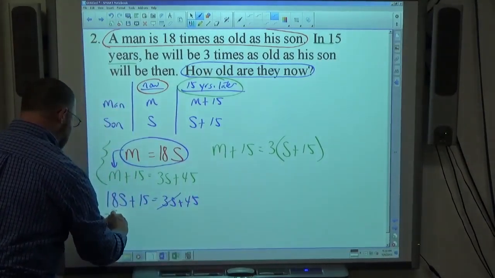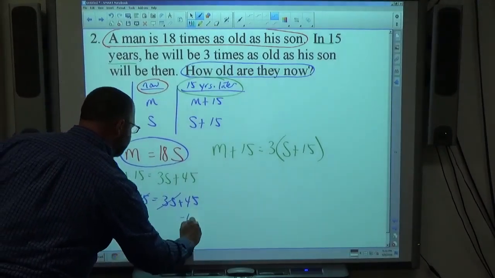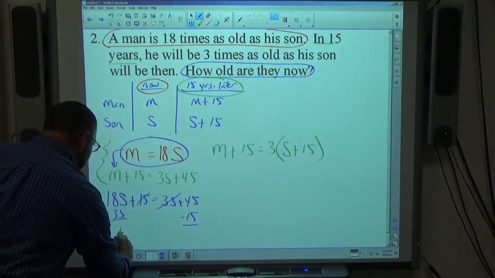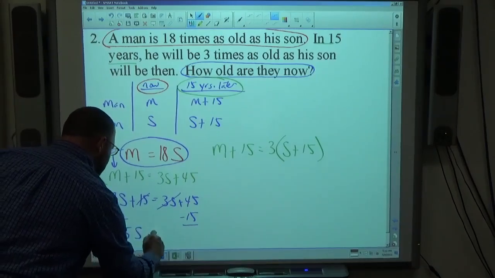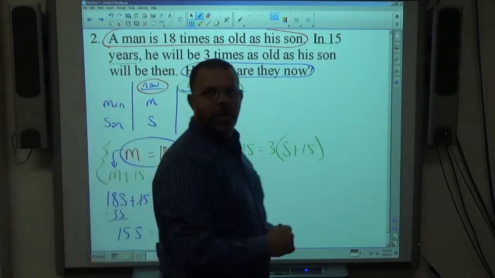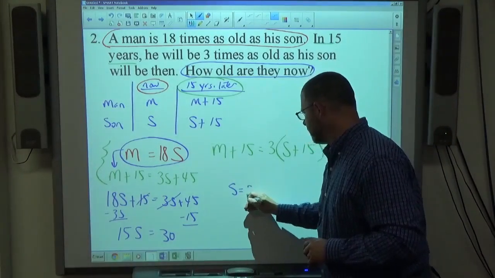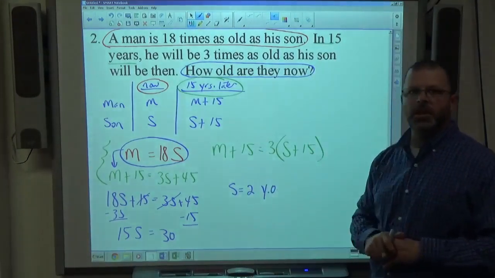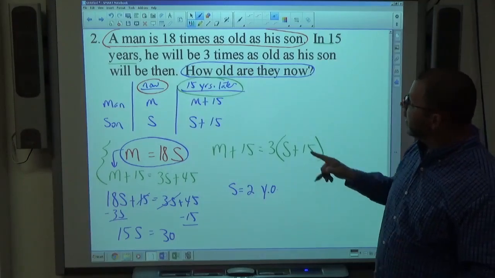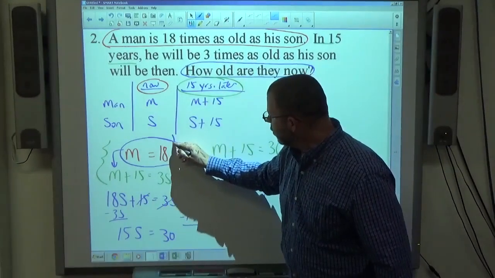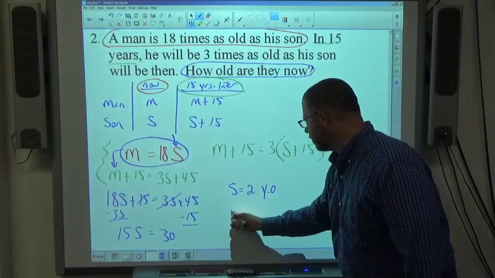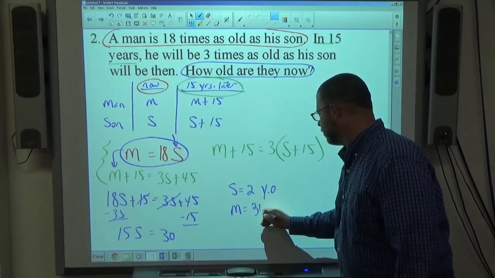Move the 3s to the left, move the 15 to the right. That gets me 15s is equal to 30. If I divide both sides by 15, I get s is equal to 2. So the son's age is 2 years old. The man is 18 times as old, so if I put a 2 right there, 18 times 2 is 36. So the man is 36 years old.